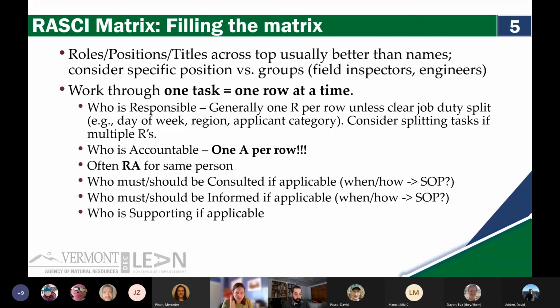But generally, it's going to be individual people, but rather than sticking with the names, you probably want to stick with their job titles. And then you're going to work through one task, one row at a time, and try to figure out those RASCI letters. So who is responsible? Generally, you want one responsible person per row.